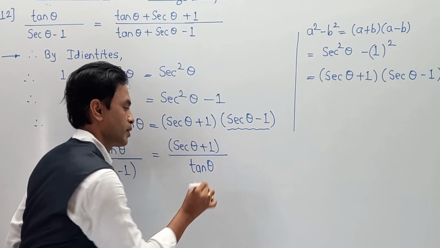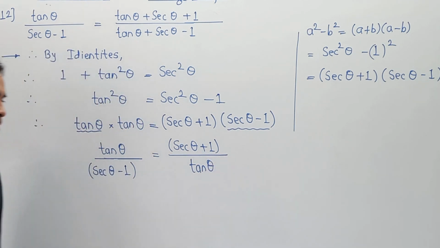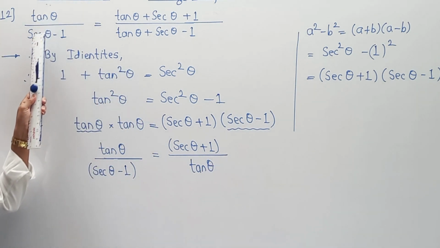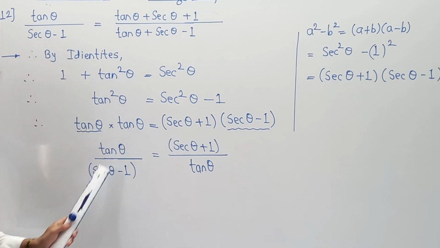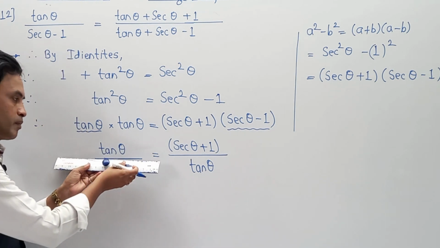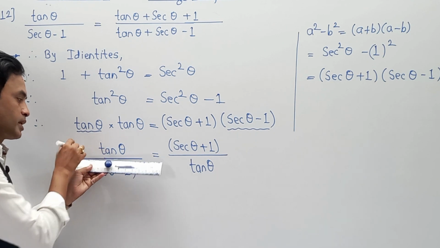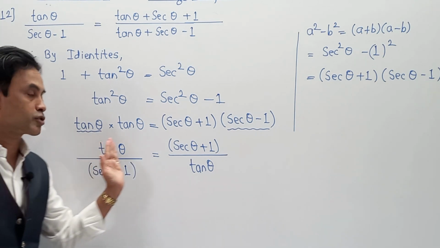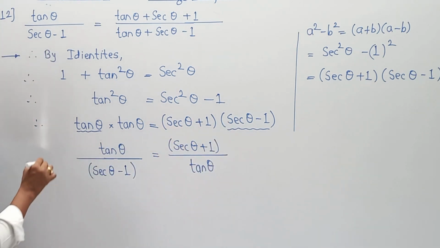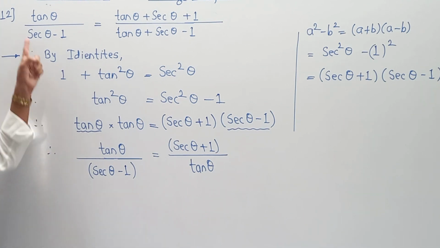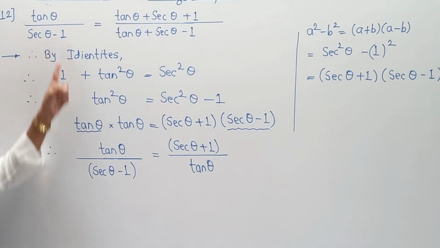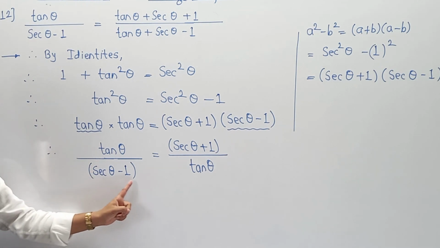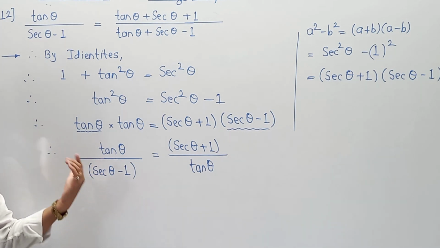Means what exactly have we done? We have done only one simple thing: as per the required tan theta upon sec theta minus 1, tan theta upon sec theta minus 1, which is the required part, we have rearranged it, and all the rest of the things we have shifted to RHS. Now at least you can see that tan theta upon sec theta minus 1, which is LHS. Now it is ready.